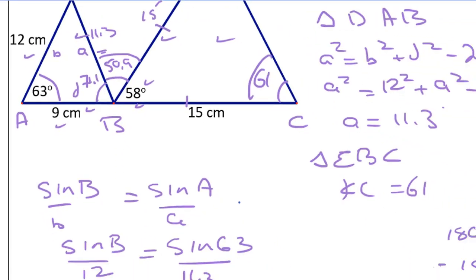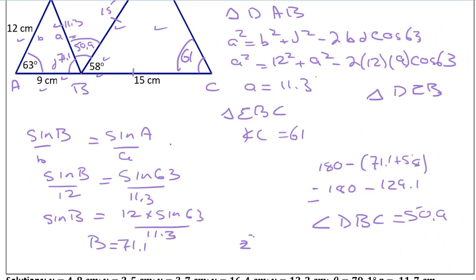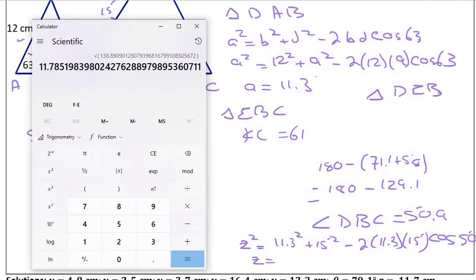Let's write that down. So I'm going to get Z squared is going to equal 11.3 squared plus 15 squared minus 2 times 11.3 times 15 times cosine of 50.9. And Z is going to equal, after I get my calculator out, and we get Z equaling 11.8.